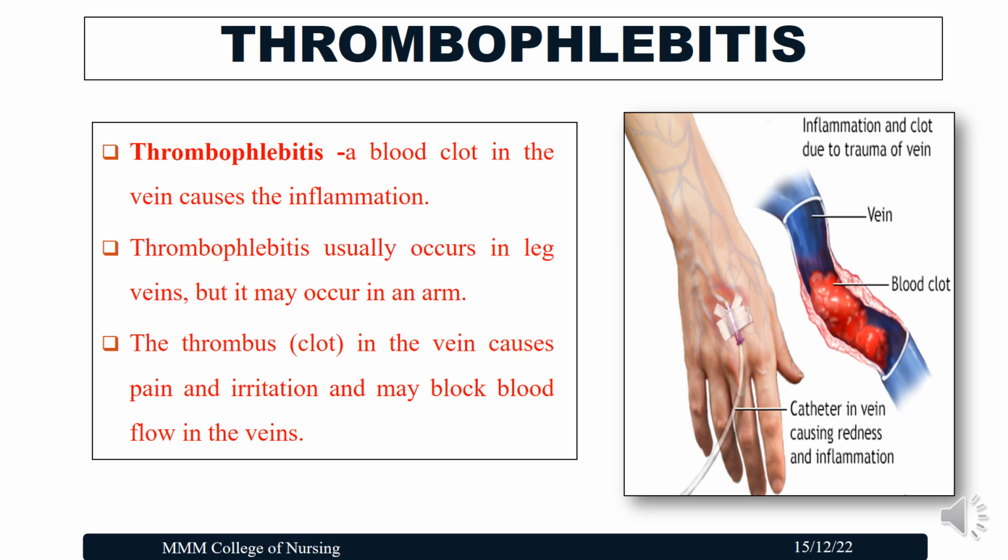Thrombophlebitis. What is thrombophlebitis? Thrombophlebitis is the formation of a thrombus in the vein, which can cause inflammation in the vein, or a blood clot in the vein which causes the inflammation. Thrombophlebitis usually occurs in the leg veins, but it can occur in the arm also. This thrombus or clot present in the vein can cause pain and irritation of the vein. So that may block the blood flow in the vein, which can lead to inflammation of the vein.